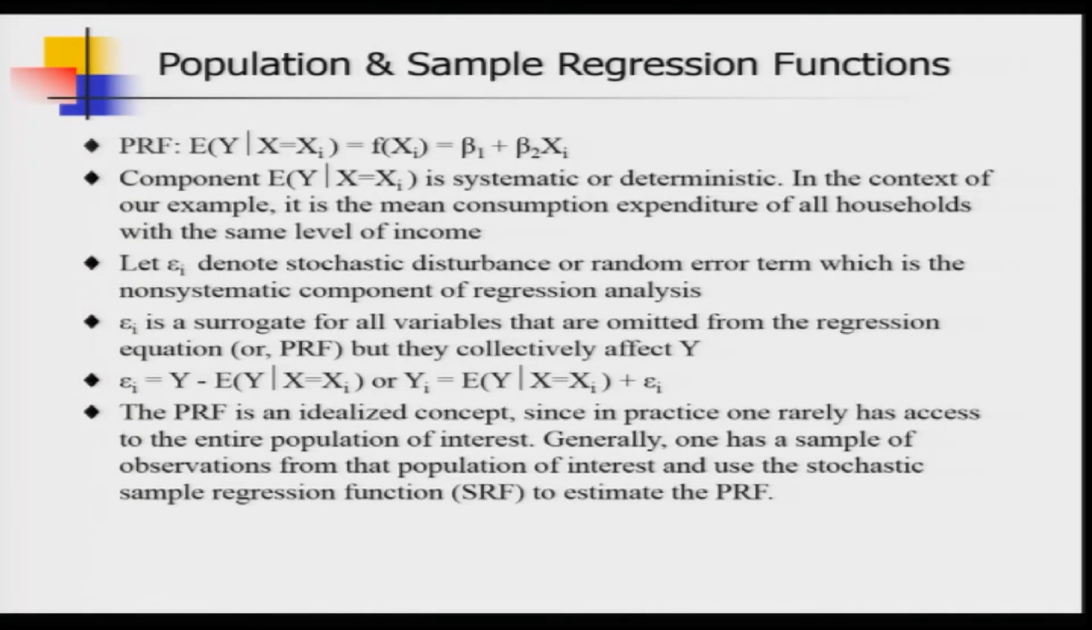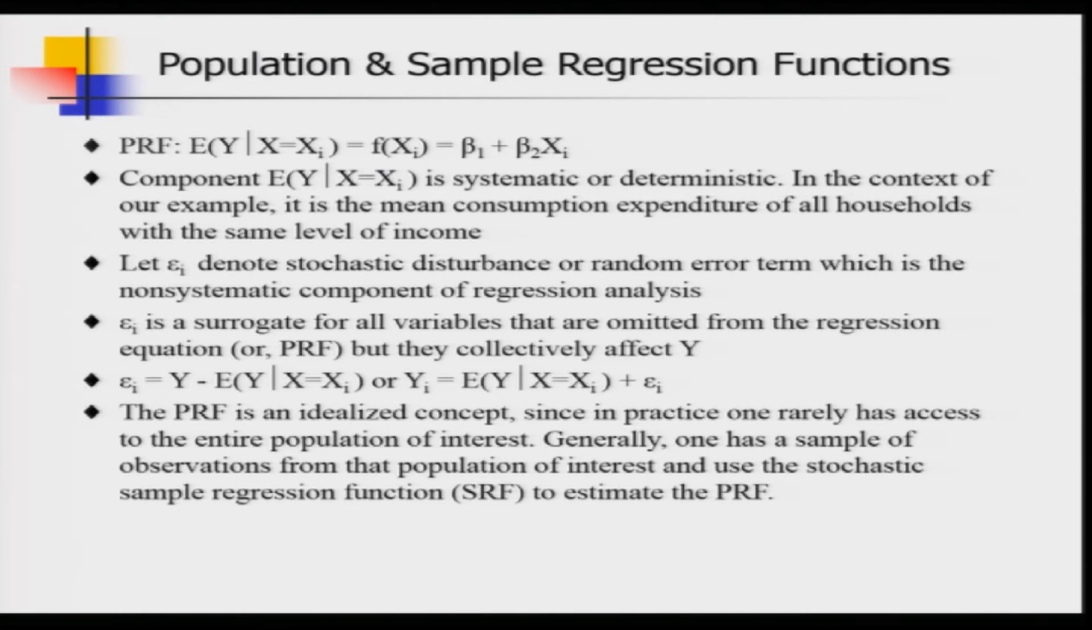So, here let us assume epsilon i denotes the stochastic disturbance or the random error term, which is the non-systematic component of the regression model you are trying to develop. So, what is this i subscript doing? So, i is denoting the ith household. Okay. So, if you have n number of data points, i will range from 1 to n. Now, this epsilon i is a surrogate for all the variables that are omitted from the regression equation or the population regression function, but they collectively can affect y. So, that is basically the idea of bringing in this epsilon in the model.